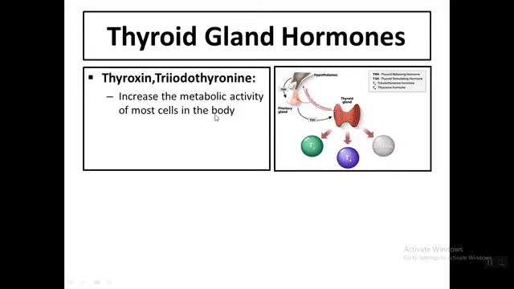This is thyroxine and triiodothyronine. And another type of hormone is called thyrocalcitonin, or calcitonin. Its function is that it will lower the level of blood calcium.